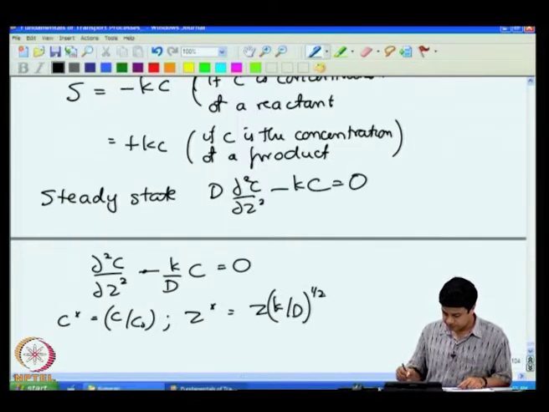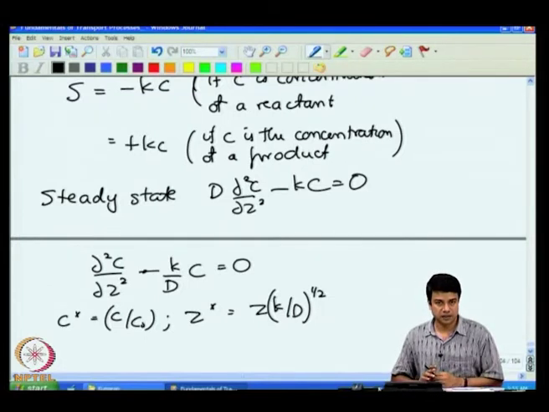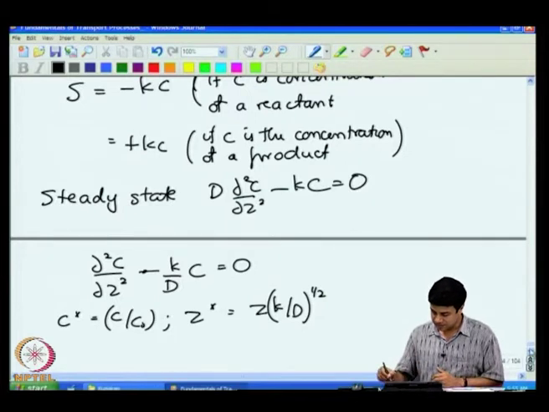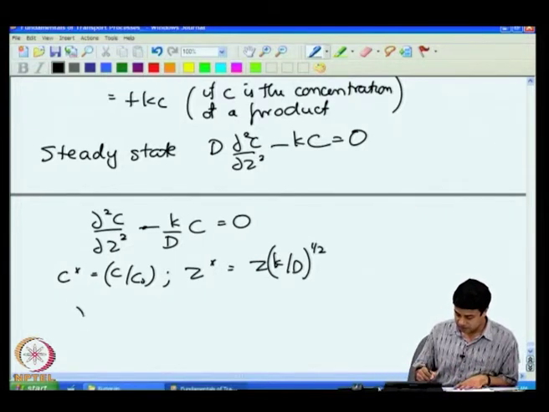Z star is equal to z times k by D power half. This is non-dimensional because k is a reaction rate, it has dimensions of time inverse, and D is a diffusion coefficient, it has dimensions of length square per unit time. So, this z star is a dimensionless number. This dimensionless number comes out of the analysis, and my equation becomes d square C star by d z star square minus C star is equal to 0.